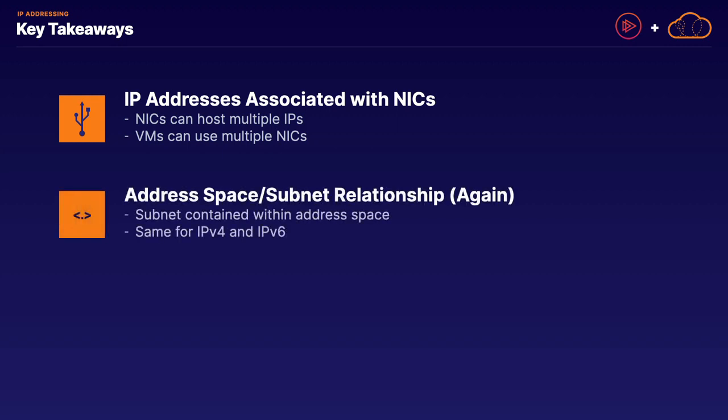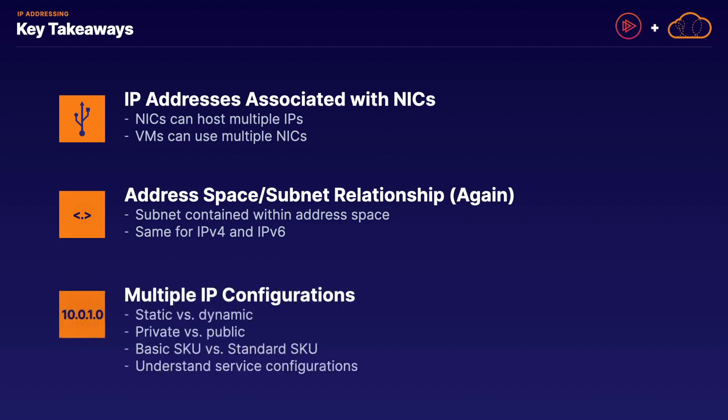We also revisited the relationship between address spaces and subnets. This is another one of those key topics we need to be familiar with, in which we learned that a subnet must be contained inside of the parent address space, and that requirement is true for both IP version 4 and IP version 6 addresses. And then finally, we learned about the 3 different types of configurations that are possible when it comes to IP addresses, which include static versus dynamic, private versus public, and basic SKU versus standard SKU, and there will be an ongoing requirement to know which network services require different combinations of the above. That's going to go ahead and wrap it up for this fundamental lesson of IP addressing on Azure. Let's go ahead and move on to the next one.